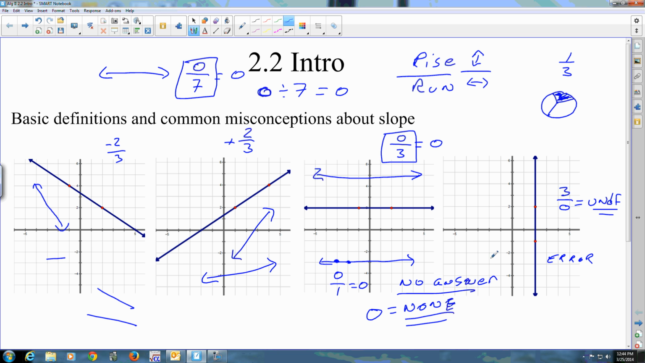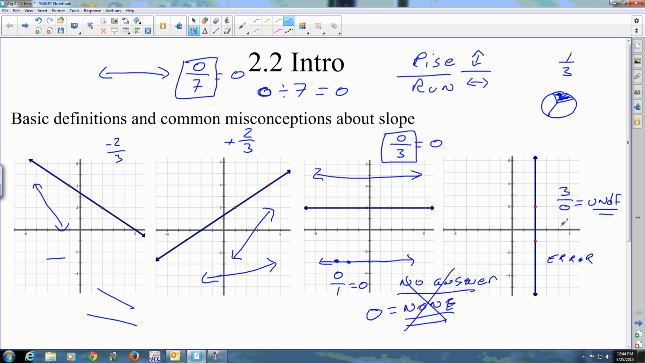Again, it doesn't mean none. It doesn't mean no answer. It means I can't tell you what it is because it's not definable. It's undefined. It means you're dividing by 0, so it means it's a vertical line. Again, no answer and no slope doesn't make sense. All lines have slope, including this one. It just so happens you're dividing by 0, so I can't tell you what it is, but it still has a slope. You're rising 3, running none.